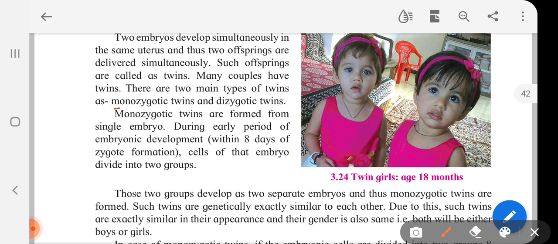There are two main types of twins called monozygotic twins and dizygotic twins. So what is the difference? Monozygotic twins are formed from a single embryo. Mono means single or one. During early embryonic development, within 8 days of zygote formation, cells of that embryo divide into two groups. Means the two cells are formed from the single zygote, and that happens within 8 days of zygote formation.